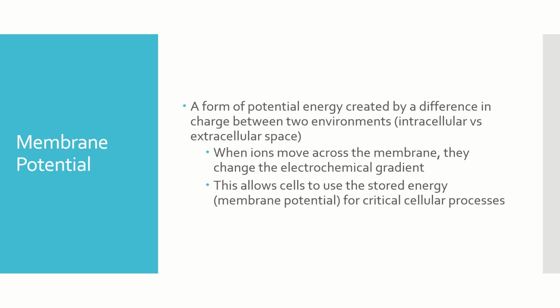So a membrane potential is a difference in charge between two environments. We'll see a picture on the next slide. Our example here, of course, is going to be the intracellular versus the extracellular environment. When ions move across the membrane, they're going to change the electrochemical gradient, right? So we can start with our normal gradient, with our normal sodium gradient, say 150 millimolar on the outside, 15 on the inside, and we see movement into the cell, but that's going to change the gradient, right? And that change will allow your cells to use their stored energy, that membrane potential, to enact critical cellular processes.